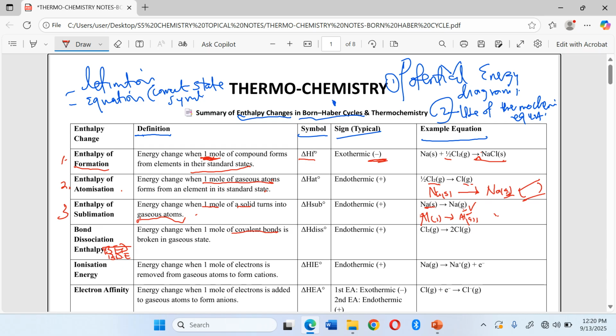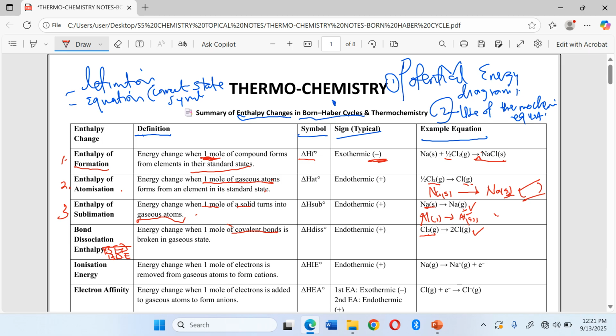Now, when we talk about covalent bonds, we know a covalent bond is formed in a covalent compound, which means we have a compound consisting of only non-metals. So this is the energy when 1 mole of covalent bonds is broken. Now, you can see an example of chlorine being broken into its gaseous atoms. So that one becomes bond dissociation energy.